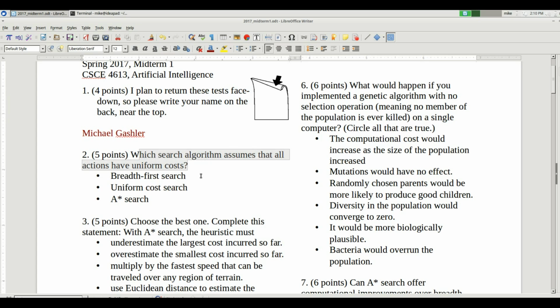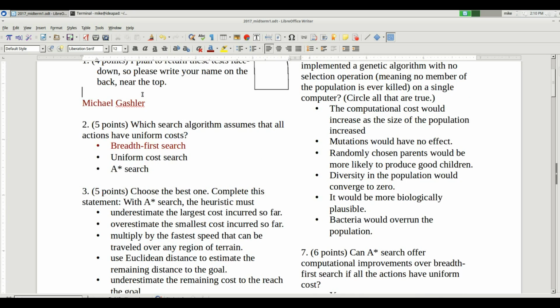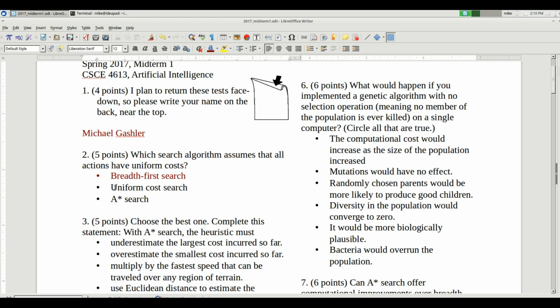What search algorithm assumes that all actions have uniform cost? Breadth first search. Yeah, sneaky trick question, because this one's called uniform cost search. Why is it called uniform cost search? Because everything in the frontier has a uniform cost.